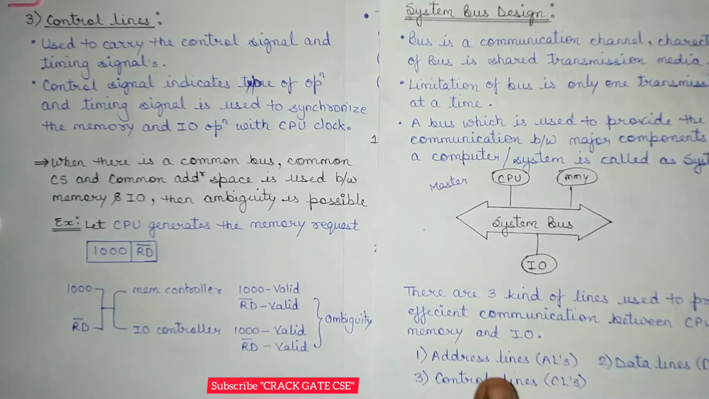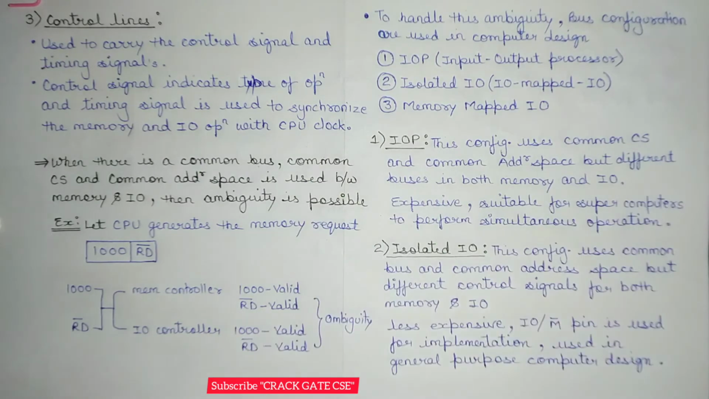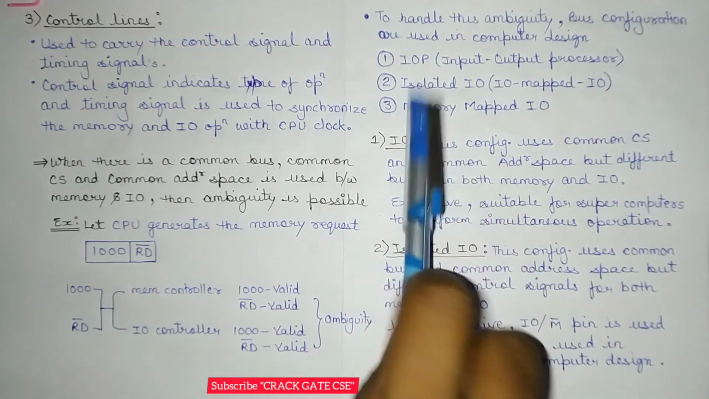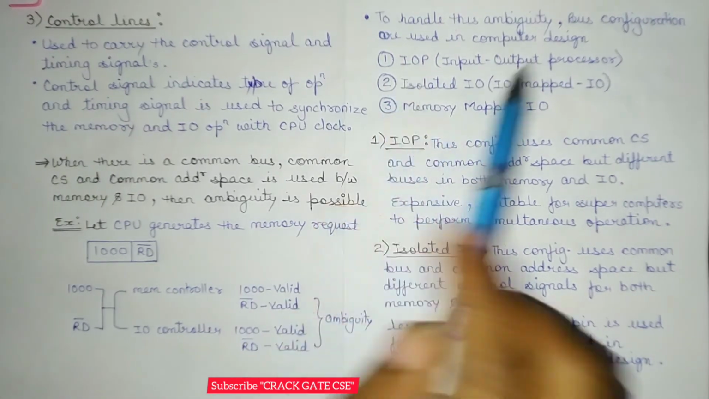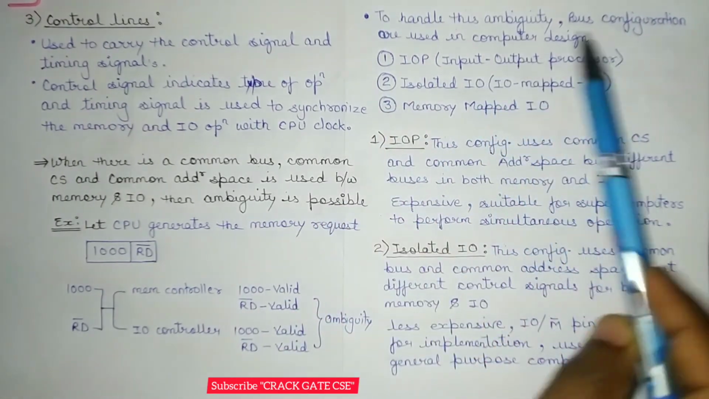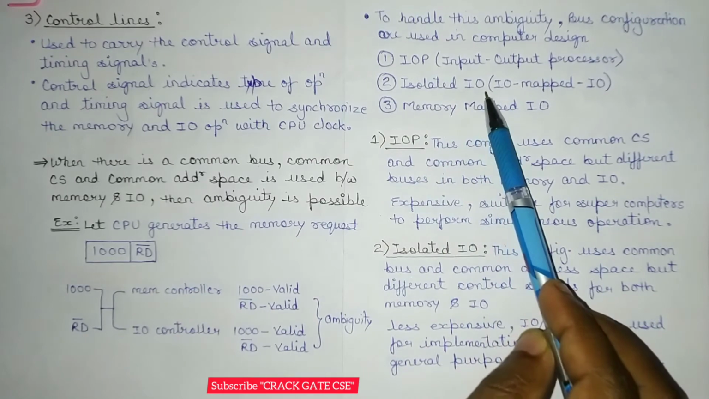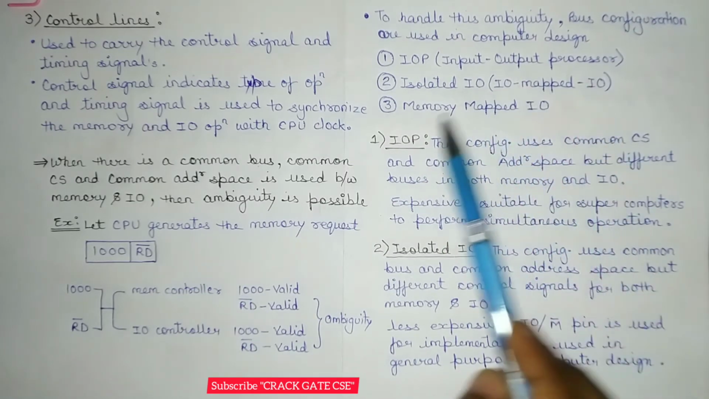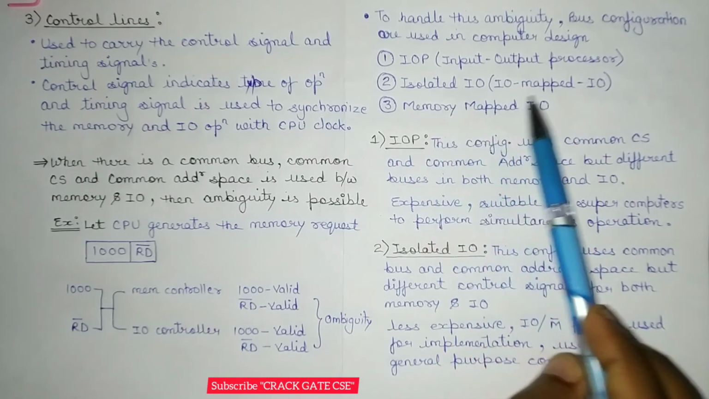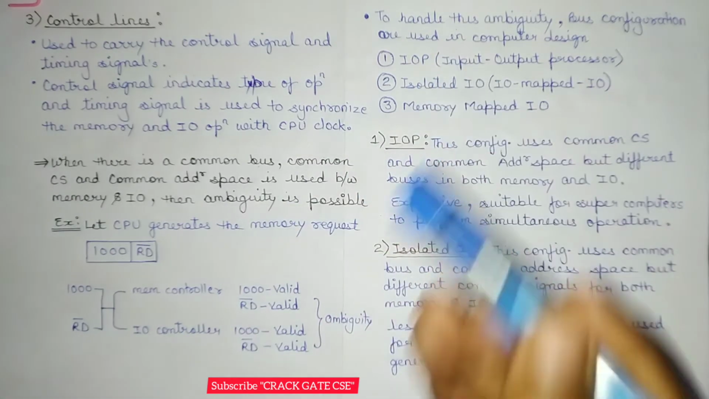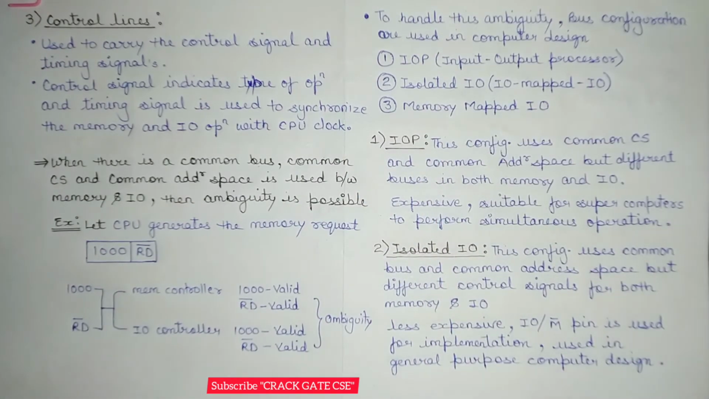To handle these kinds of ambiguities, several bus configurations are used. Three such bus configurations are IOP, which is input output processor; second, isolated IO, which is IO mapped IO; and third, memory mapped IO. We'll be understanding each of these one by one.